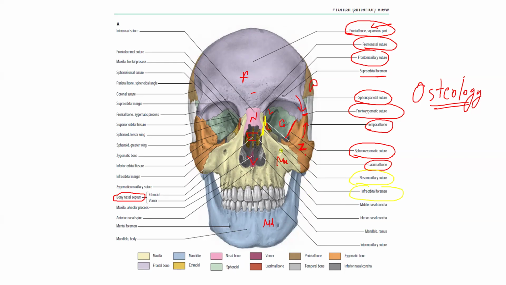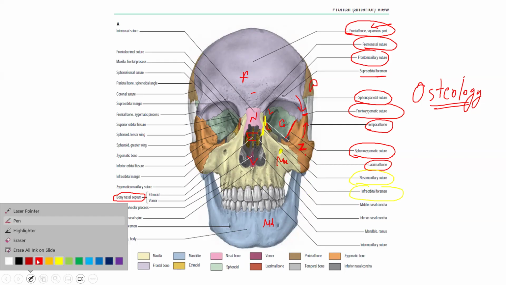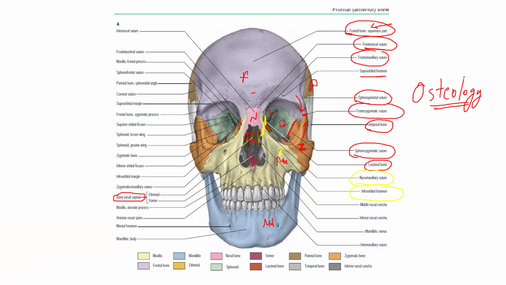Okay. Now, this one is the infraorbital foramen, which we saw that 3 foramens are lying in one straight line. Right? The supraorbital, infraorbital, and the mental foramen. Okay. Then we have the middle nasal concha. So these are the various conchae, right? This is the middle nasal concha. This is the inferior nasal concha. And this is, obviously, the mandible. So this is the ramus of the mandible.